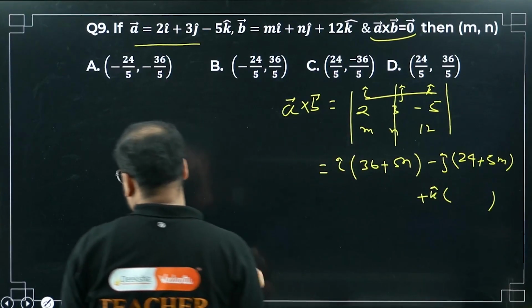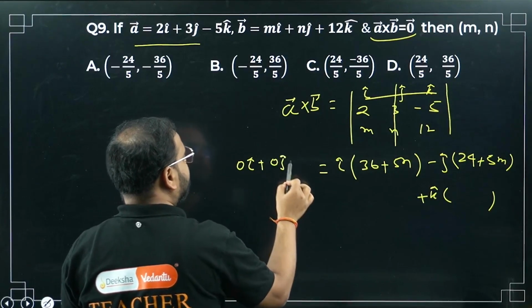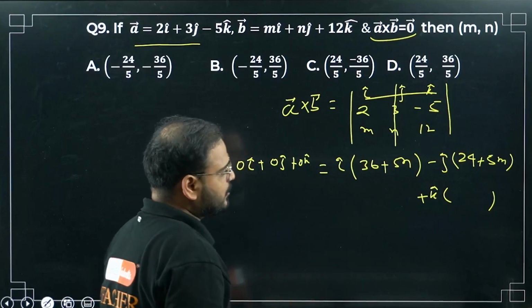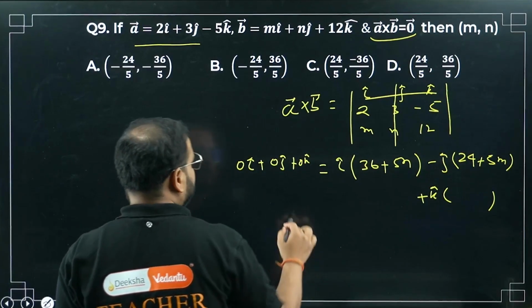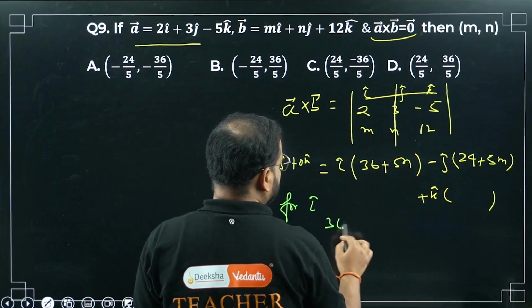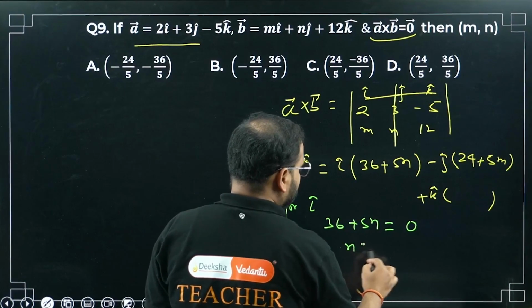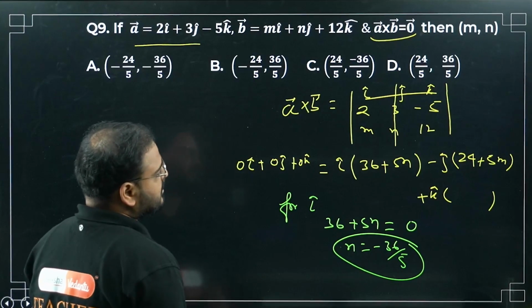How come so? Because I can write this as 0 i cap plus 0 j cap plus 0 k cap. Compare this for i cap. What are you going to get? 36 plus 5n equals 0. So what is n equal to? Minus 36 by 5. Okay, n equals minus 36 by 5.